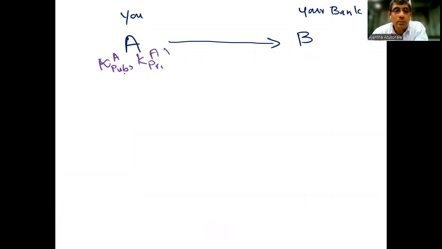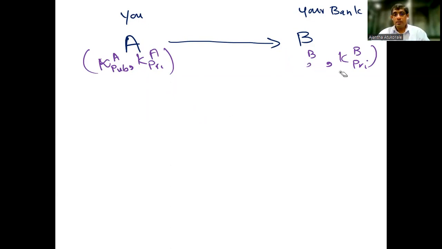Right? So I'll put a bracket here just to make sure that's a pair. And there's a comma here as well. Then the K public B, comma, K private B, that's a key pair here.